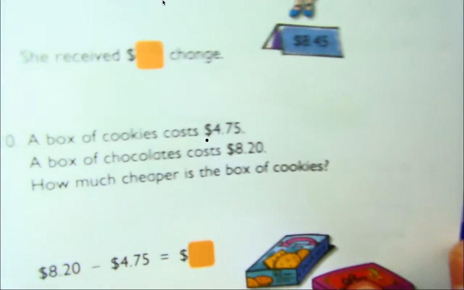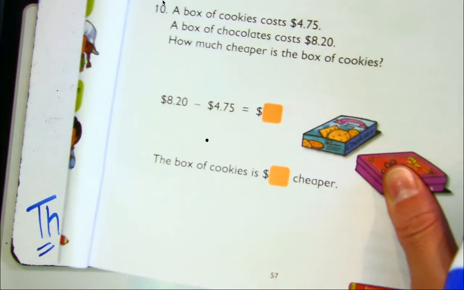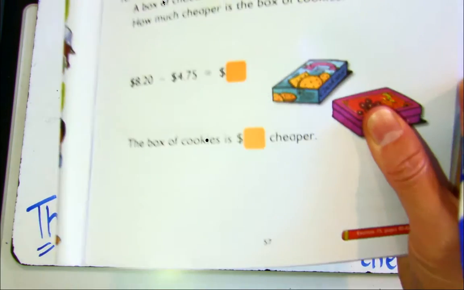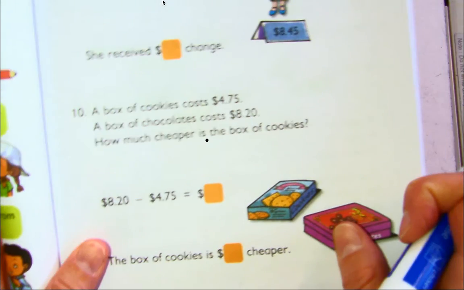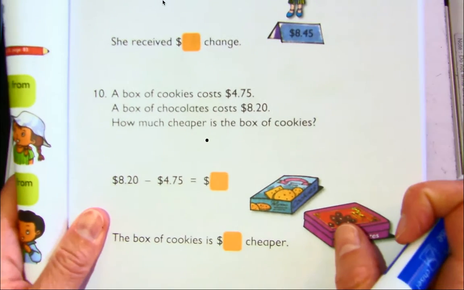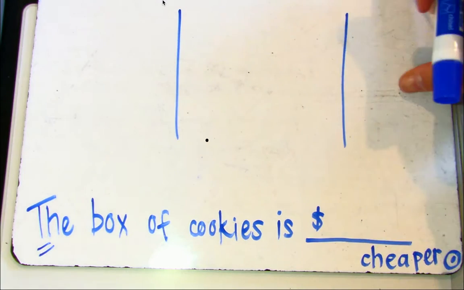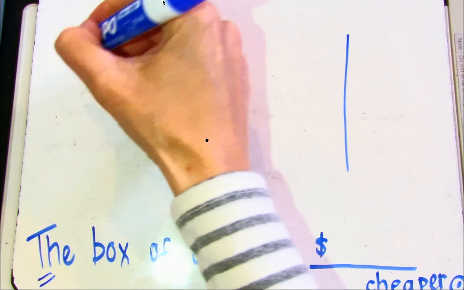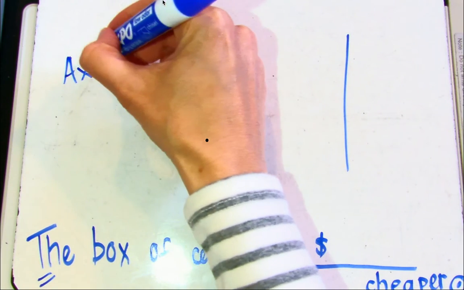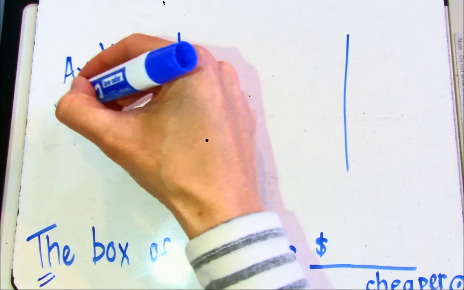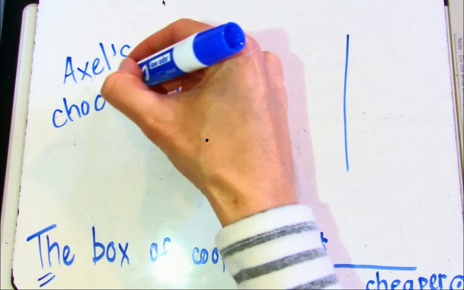Let's see, who would like to have these cookies and chocolates? Let me pick a name for us here. There's my math list. All right, why don't we pretend that Axel has these. Okay, let's pretend that these are Axel's chocolates and cookies. Axel, you have some cookies and chocolates at home? We're going to pretend these are Axel's.